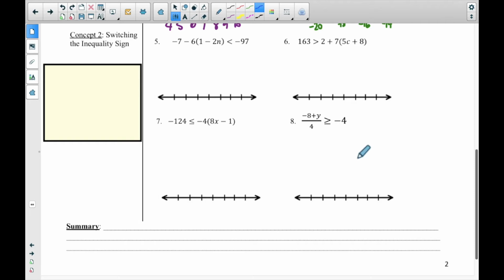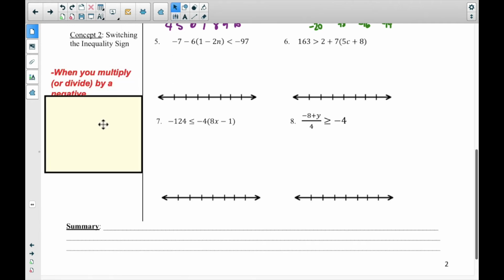Okay, those were just basic review problems. Remember that there are sometimes when you switch the inequality sign. Do you remember what the rules are for switching the inequality sign? There are a couple different ones. The first rule, which you probably remember, is you switch the sign when you multiply or divide by a negative number. So let's take a look at number 5 and see what we come up with.